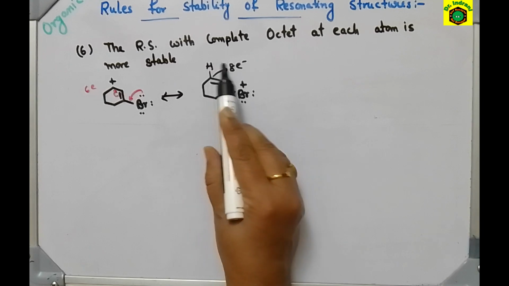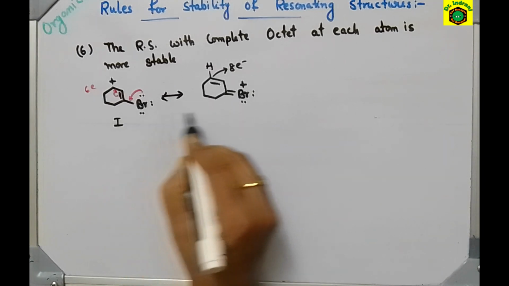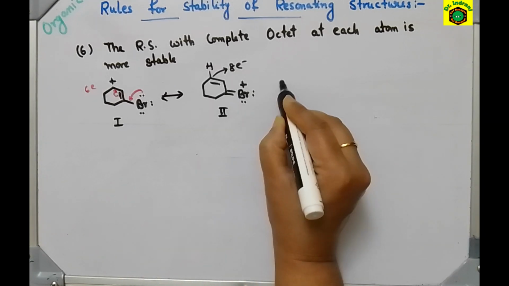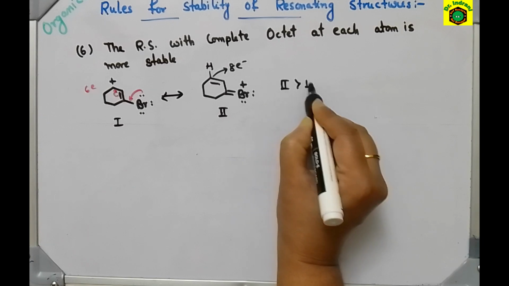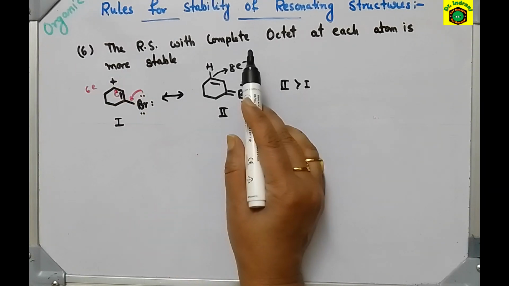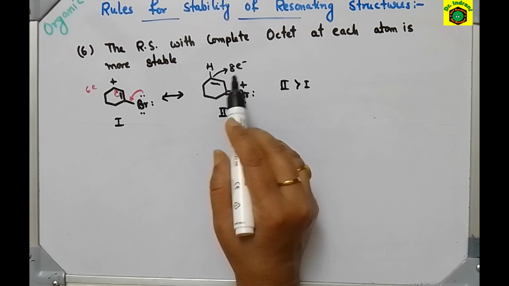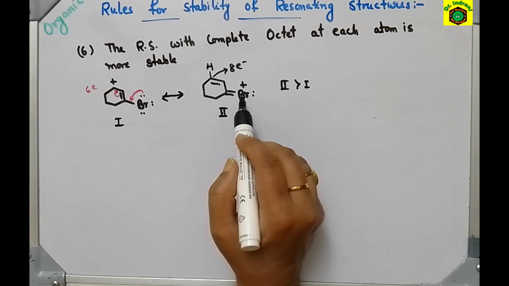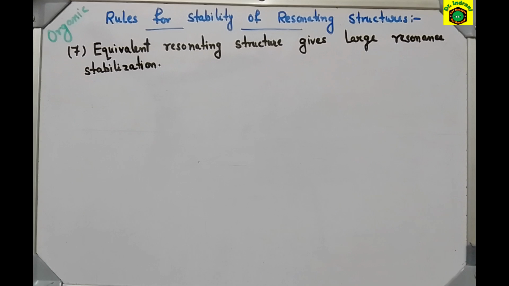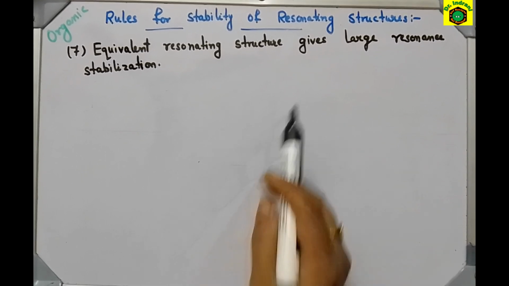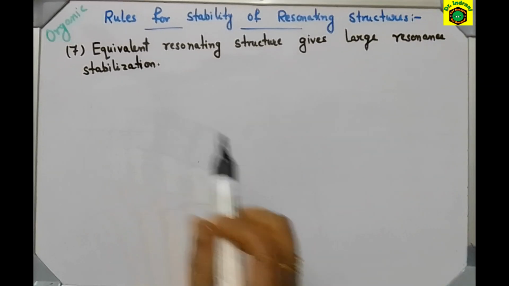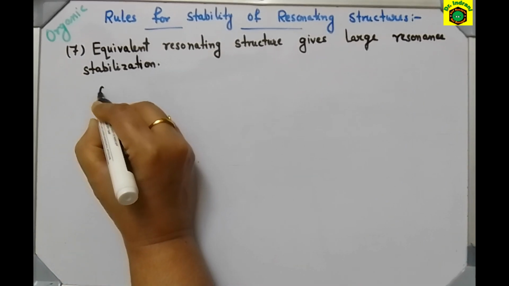So octet is completed here. So if this is 1, this is 2, which one is more stable? 2 is more stable than 1, because the resonating structure with complete octet at each atom is more stable. Next rule, equivalent resonating structures gives large resonance stabilization. Now consider about carbonate ion.